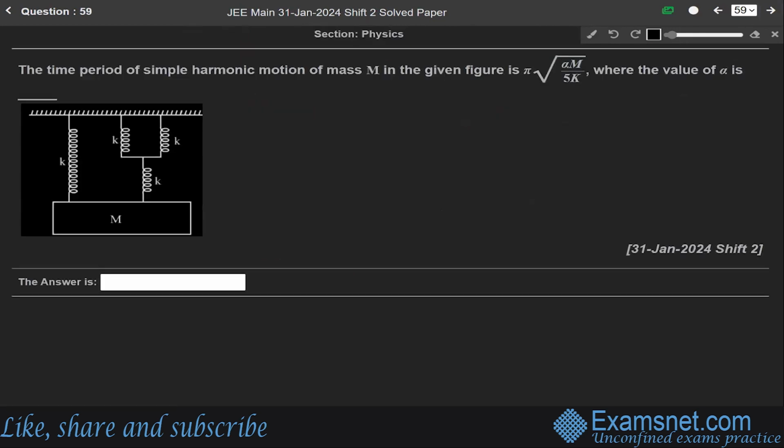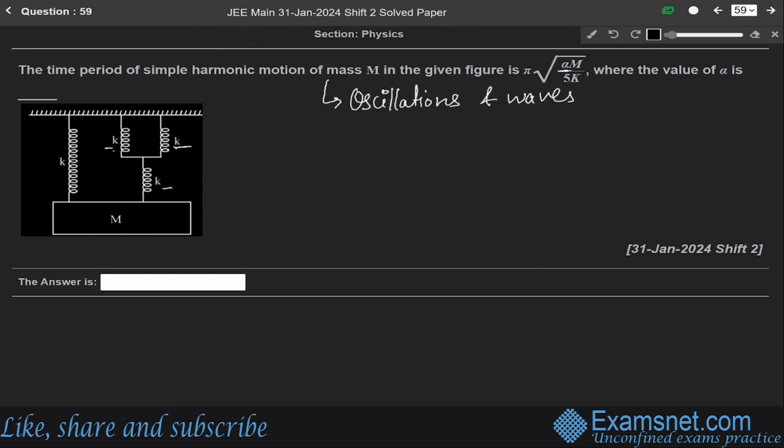Now next question 59. The time period of a simple harmonic motion of mass m in the given figure is pi root alpha m over 5k. We have to find this value of alpha. So this question is from the chapter of oscillations and waves.